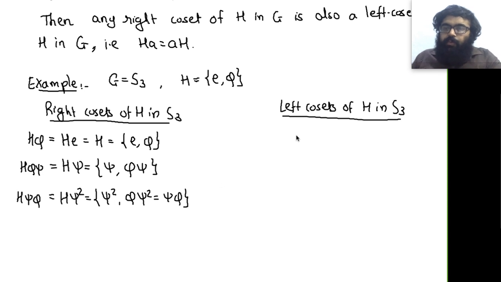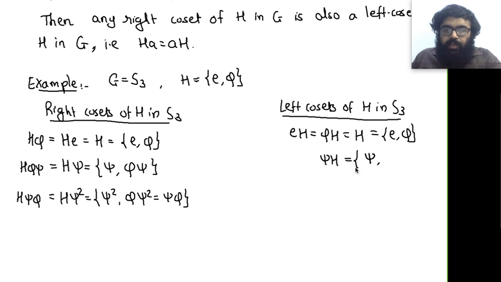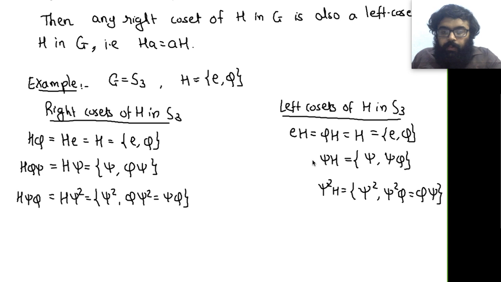So let us now compute what are left cosets. So we have EH, this is same as phi H, which is same as H here also, which is nothing but E phi. And then psi H, what is psi H? So psi is multiplied from the left hand side, so psi, and then psi phi. And then psi square H. Psi square H is psi square, and then psi square phi. But what is psi square phi? So this is phi psi. And what about the other two?